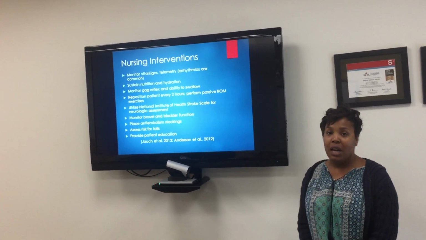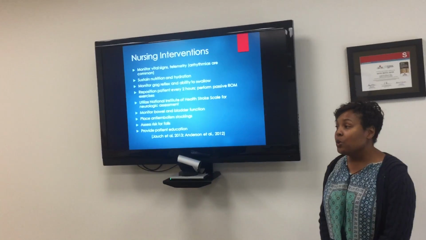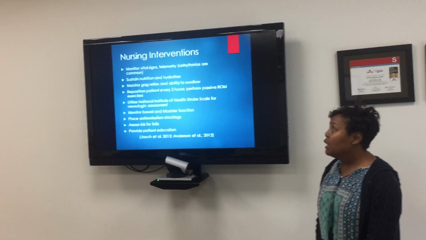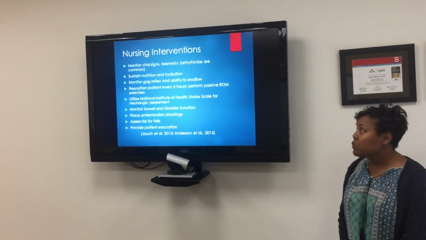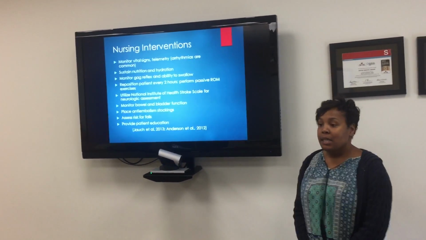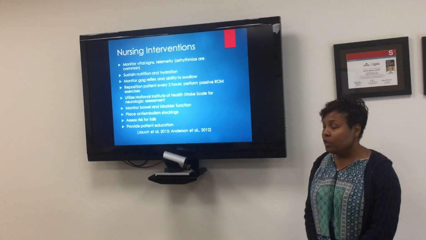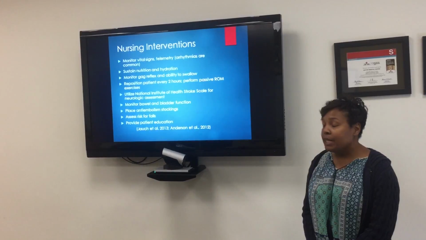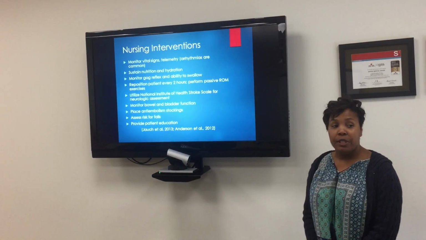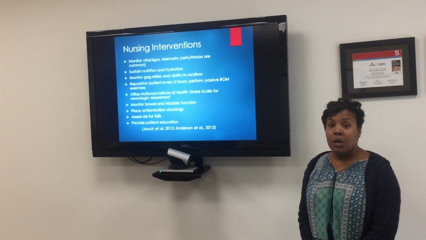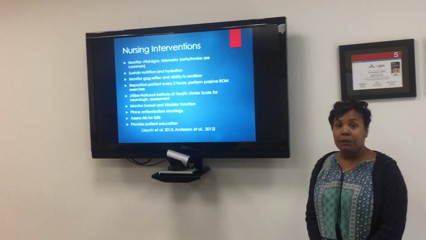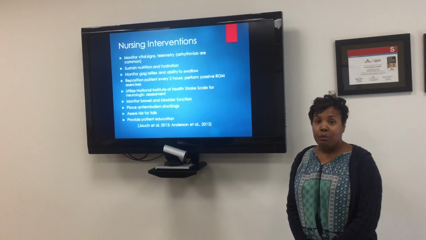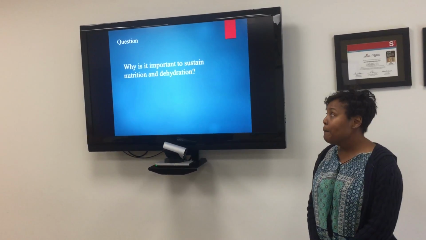Reposition the patient every 2 hours to prevent bed sores, and do passive range of motion exercises. Utilize the National Institutes of Health Stroke Scale to assess his neurological function. You want to monitor for the bowel and bladder function. Place SCDs or TEDs to prevent blood clots. Assess for risk of falls, because he does have numbness and right side weakness in his extremities, and you want to provide patient education for them.